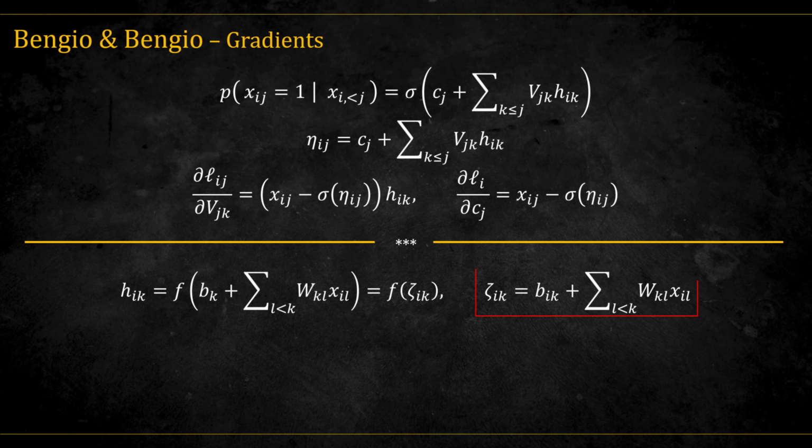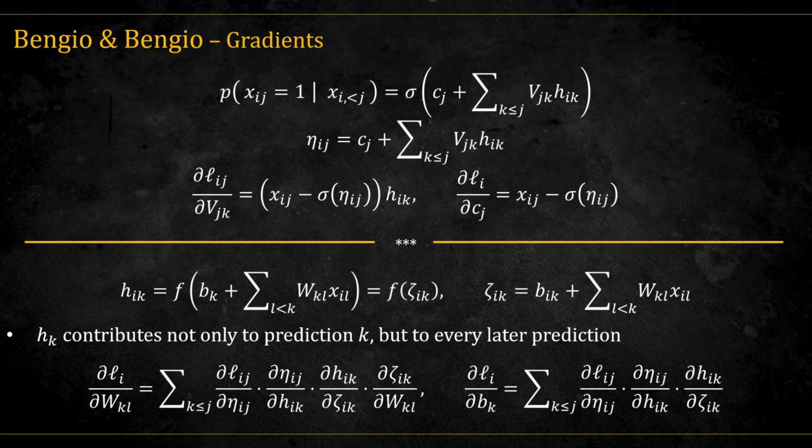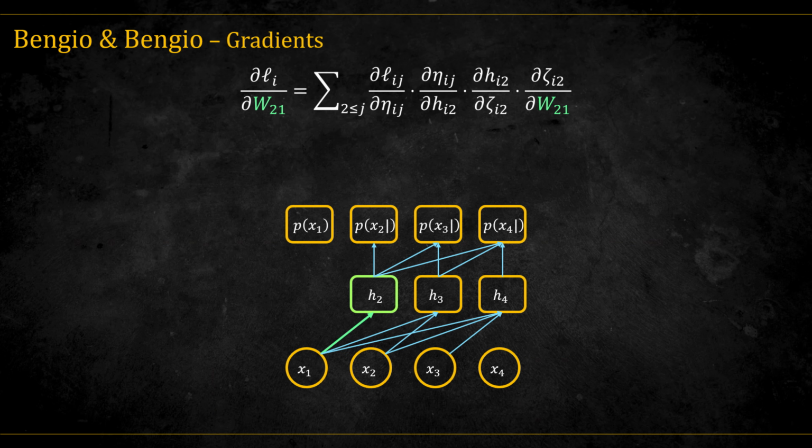I'll use zeta to denote the linear part of the input to the hidden layer. Notice h_k contributes not only to the kth prediction, but to all subsequent predictions. So the chain rule gives this sum. Here's a graphical explanation. Suppose we want to find the gradient of this weight, W21.